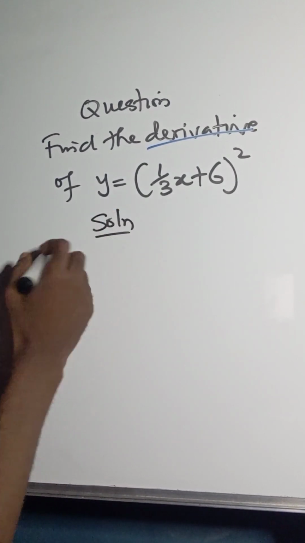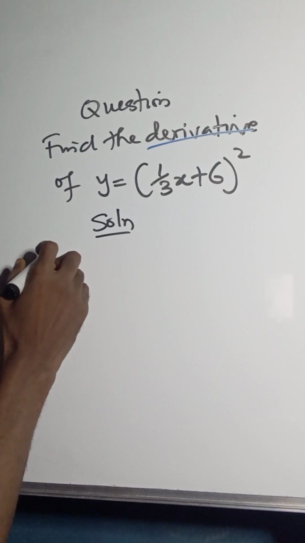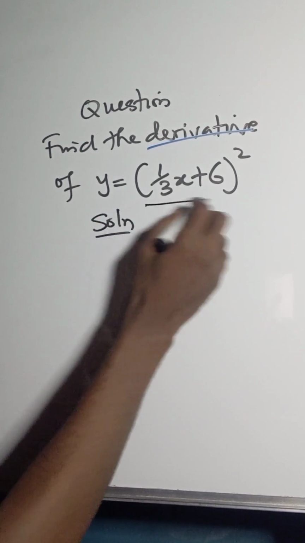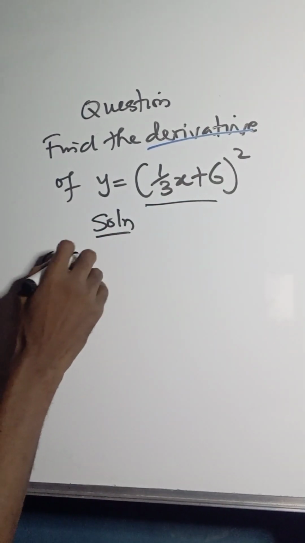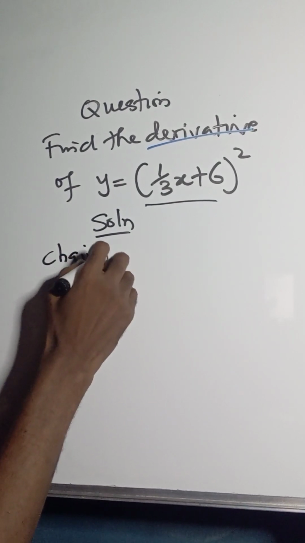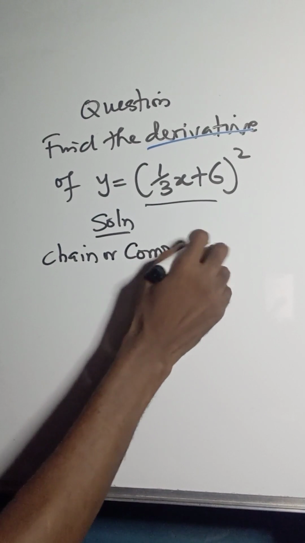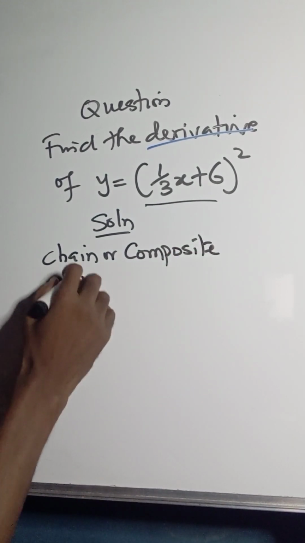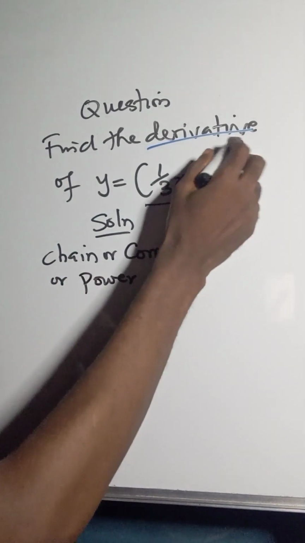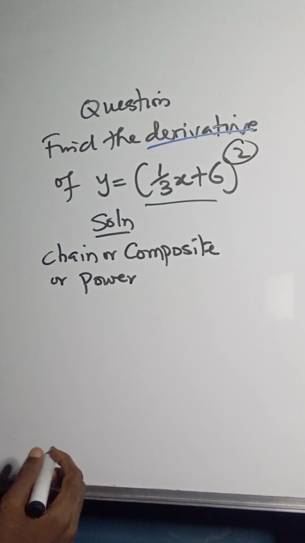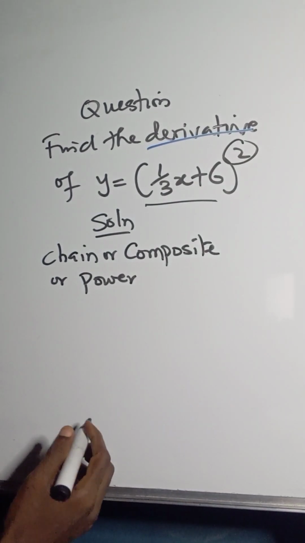But we have three rules. We have the product rule, we have the quotient rule, but this is what? Chain rule. We call it chain rule or composite rule, or you can also call it power rule. There's a power here. So how do you solve a problem on chain rule?